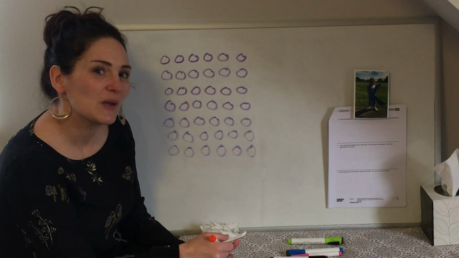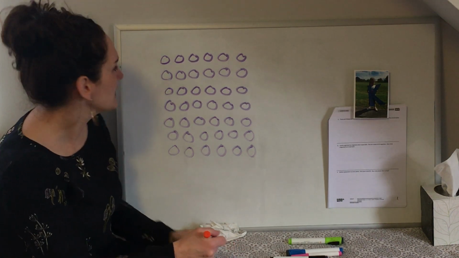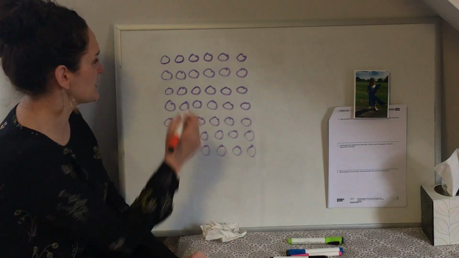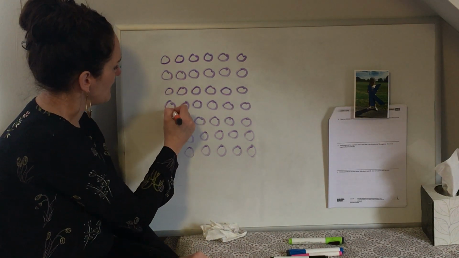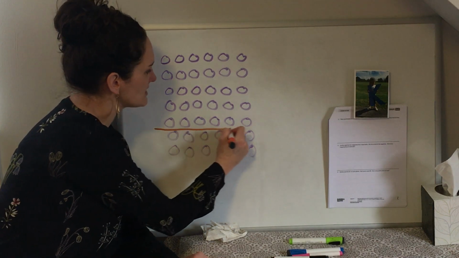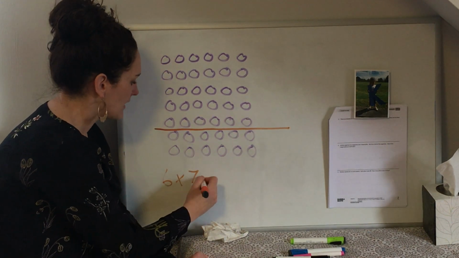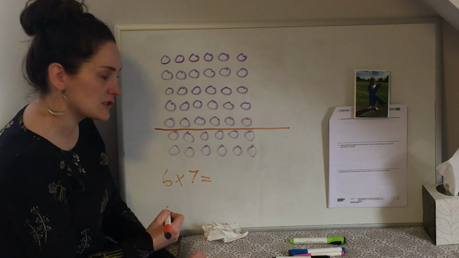So here's what we do. We're going to use the distributive property like we learned. I'm going to turn this into a 5's fact by finding 5 rows. 1, 2, 3, 4, 5. And I'm going to cut my big fact of 6 times 7 into 2 smaller facts.